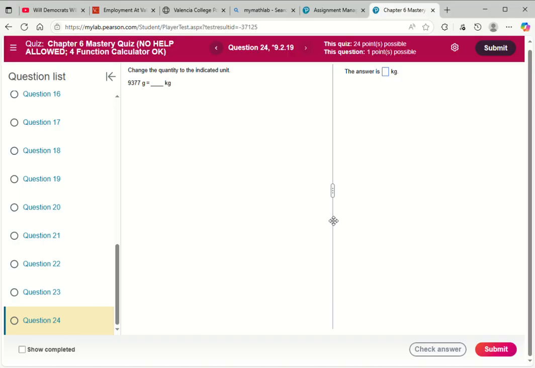Question number 24. It says change the quantity to the indicated unit. So it gives us a quantity of 9,377 grams. And we want to convert that to kilograms.